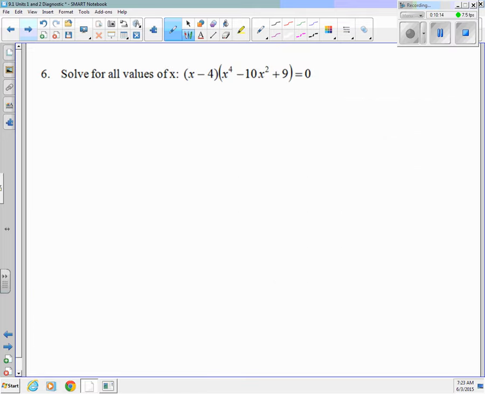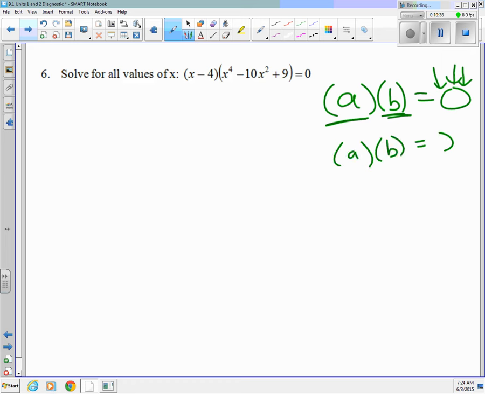Okay, number 6. We want to solve for all values of x. We have x minus 4 times something else equals 0. When I have something times something equal to 0, we can set each factor equal to 0. That's the only time that you can do this. The only time you can do this is when you have this 0. So for example, if we had a times b equals 24, you could not just say, well, a was 24 or b was 24. That's not true. But when it's times something equals 0, you can say, well, a has to be 0 or b has to be 0.